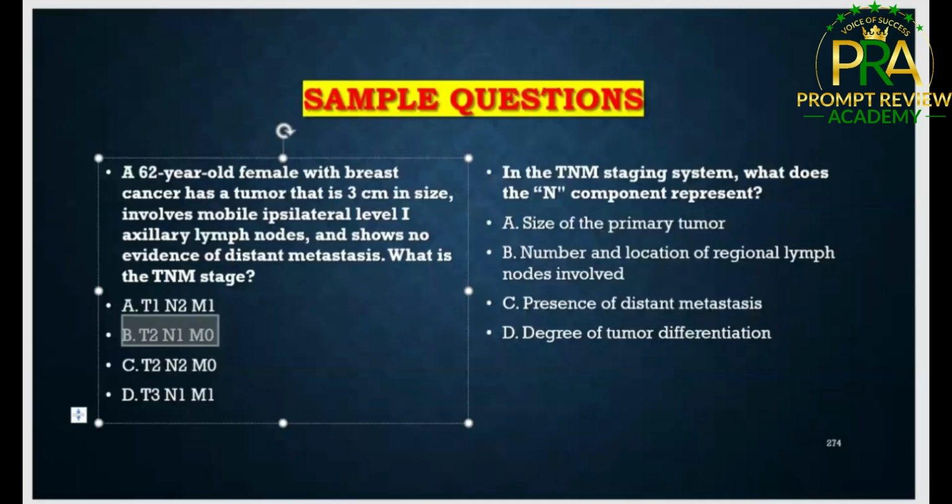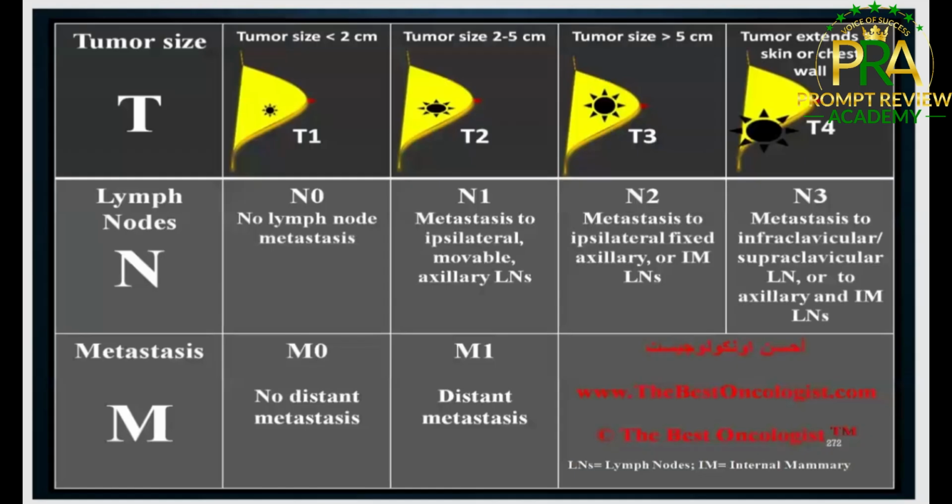So you will see some of these things. That is the staging. If you don't want to start writing all this long thing, you will just put T2N1M0. So what does that mean? You are saying that the tumor size is between 2 to 5, which is T2. Then you also say that it is ipsilateral movable, N1. Then there is no distant metastasis, which is M0. So that is how to arrive at your answer.